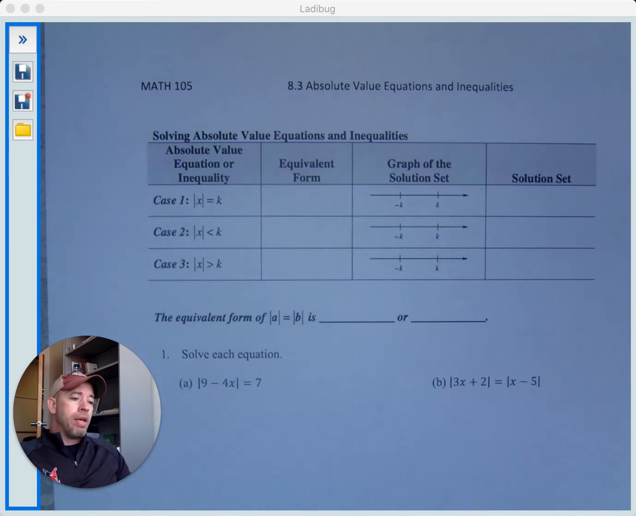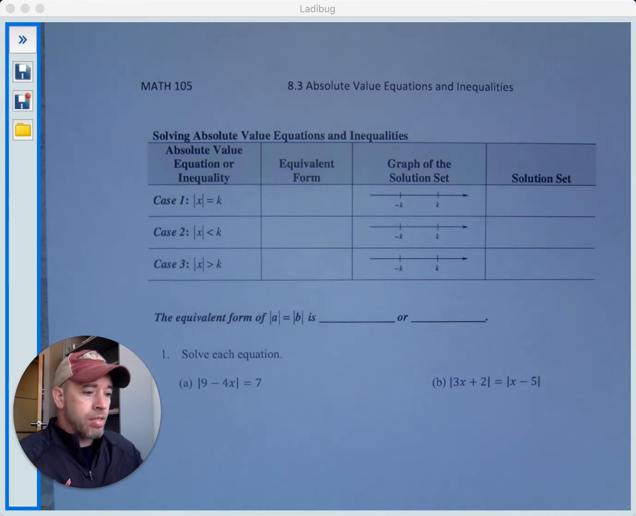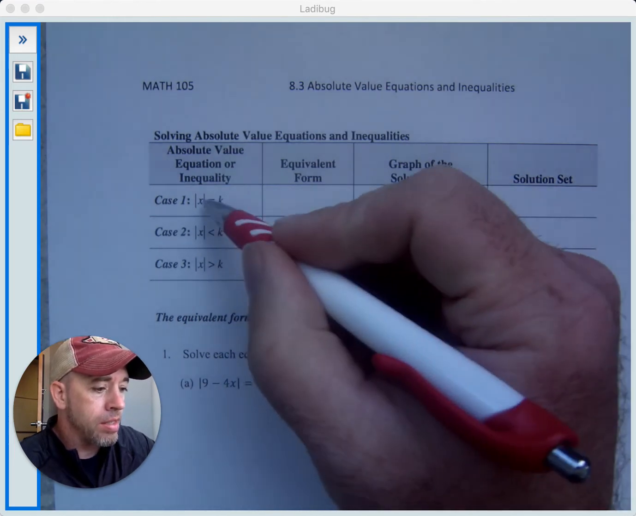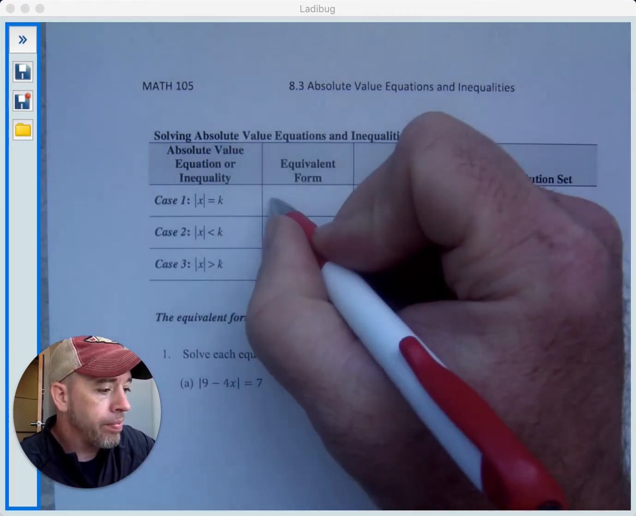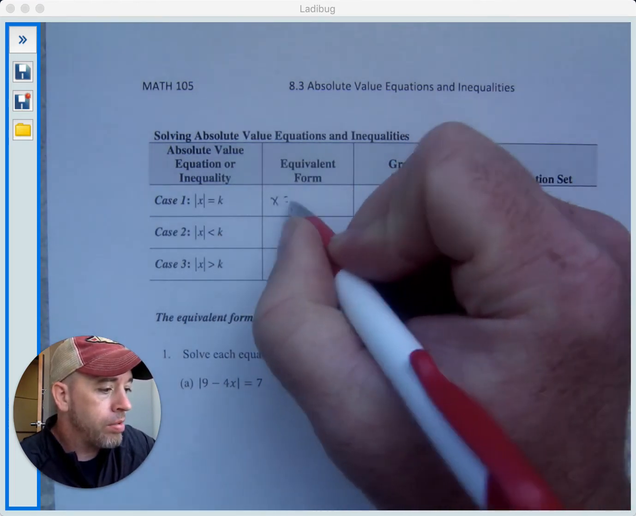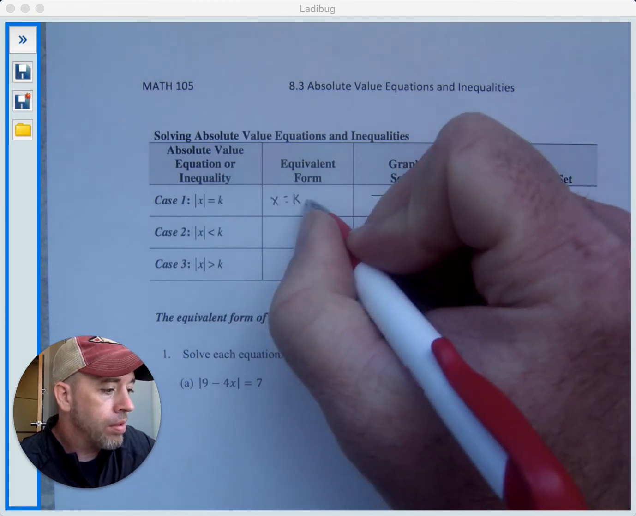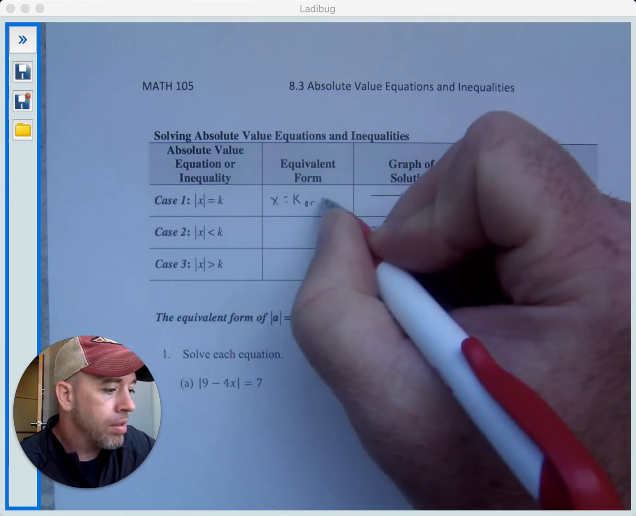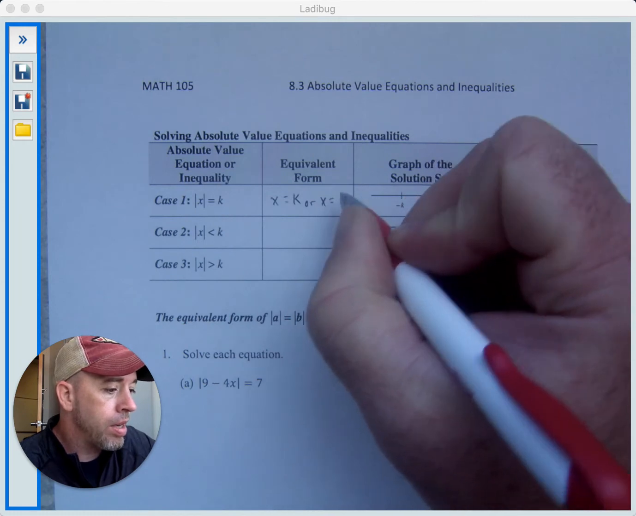So if you have the absolute value of some expression equal to some number, what that means is that expression, this x that's inside of the absolute value, is either equal to that number or it's equal to the opposite of that number.